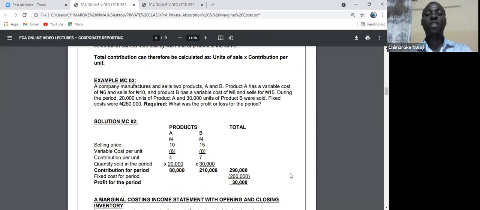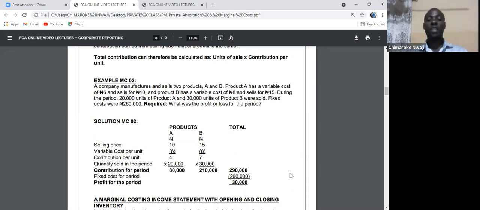Now you are given the period fixed cost. The fixed cost is not tagged to any product. So you are just given the total fixed cost. This could be the total factory cost, who knows? And when you're doing your total factory cost, you're not tagging it to A or to B. So this is your total fixed cost of 260,000. When you remove it from 290,000, you get a profit for the period of 30,000 naira.